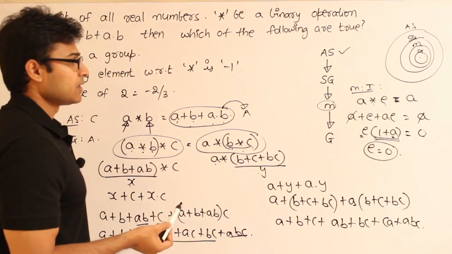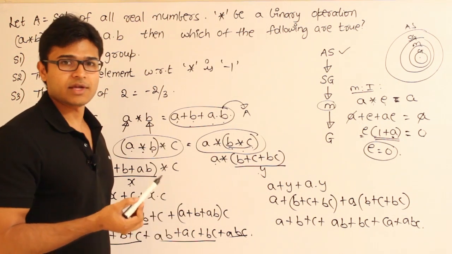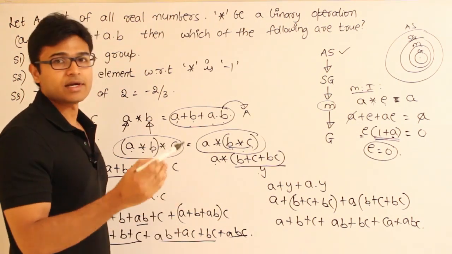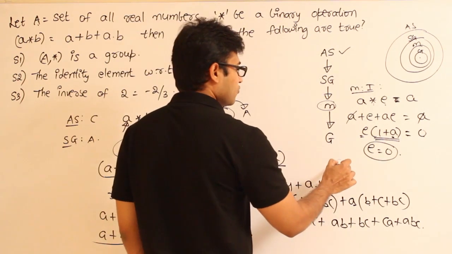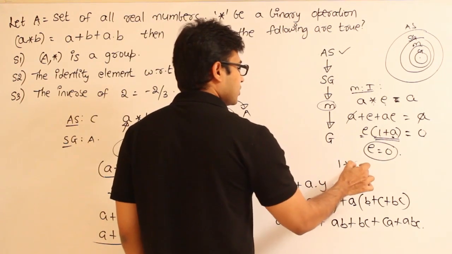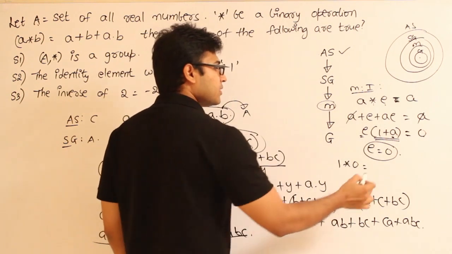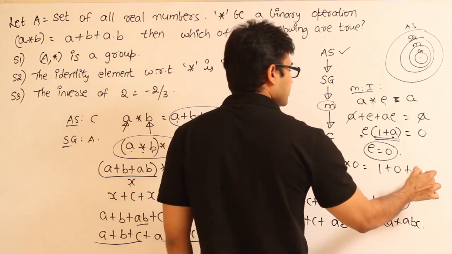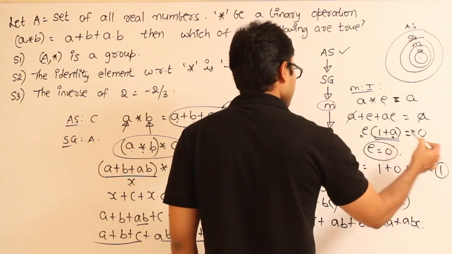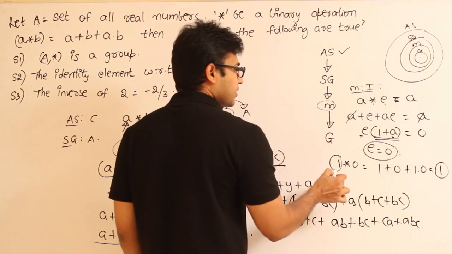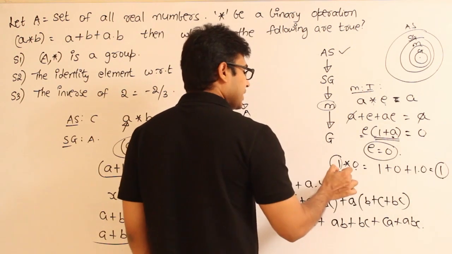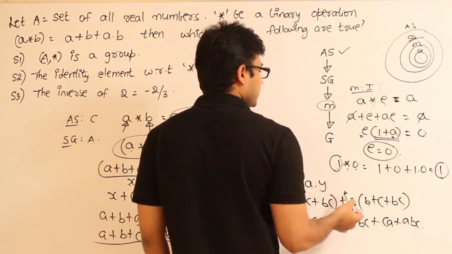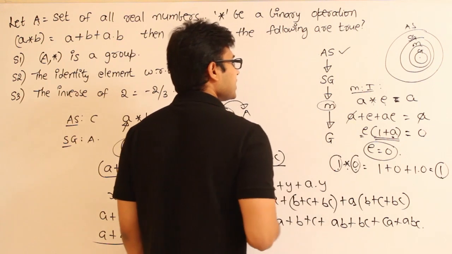So what does it mean? You can take 0 and apply star with any element, and we are going to get the same element. If you want, you can test it. For example, if I take the number 1 star 0, then what should happen? 1 plus 0 plus 1 into 0, which is nothing but 1. See this, you have taken some number and applied star with 0, and we got the same number. You can take any number and you are going to get the same number. That is why 0 is acting as an identity.